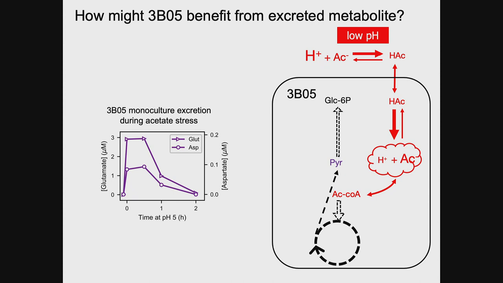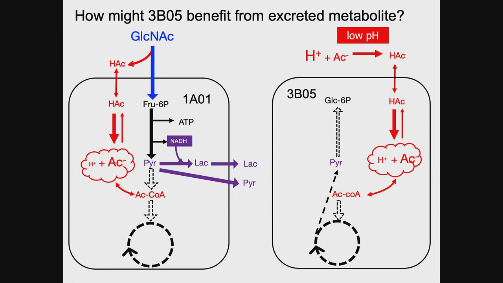Now you can see what happens when you put the two together. One is producing pyruvate and lactate, which we just call pyruvate, and pyruvate could be taken up by 3BO5. While it's taken up, it can go up and it can go down. When pyruvate refills the TCA pool, we can rescue the TCA cycle, and once that's rescued, there's a way to get rid of acetate.